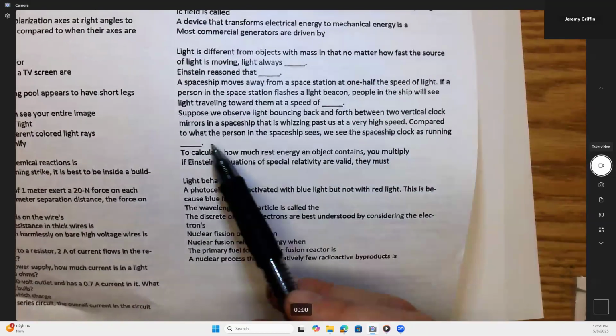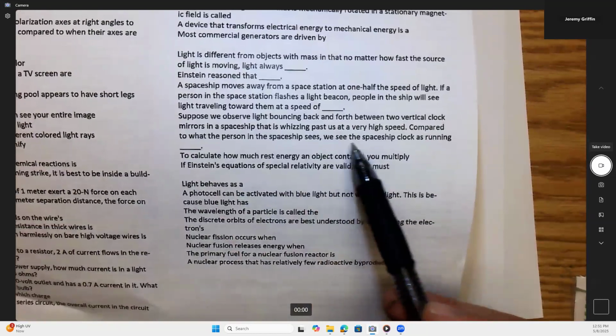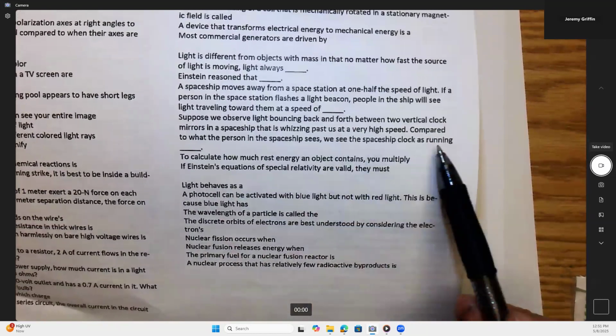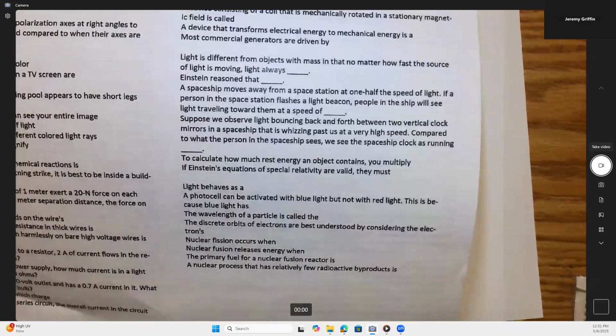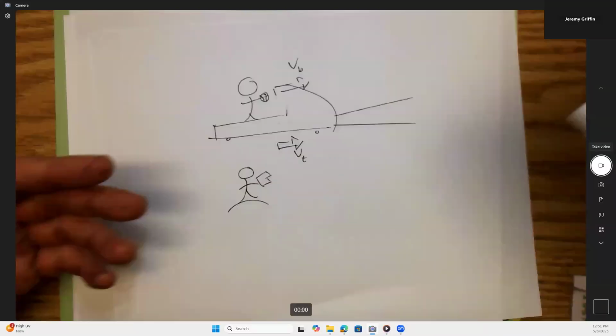Compared to what the person in the spaceship sees, that would be Rocket Twin, when we, that'd be Earth Twin, see the spaceship clock is running what? So you guys see it's the same question though, right? Just that's a lot of text, and Kahoot only allows so much. So that's up there. Okay.